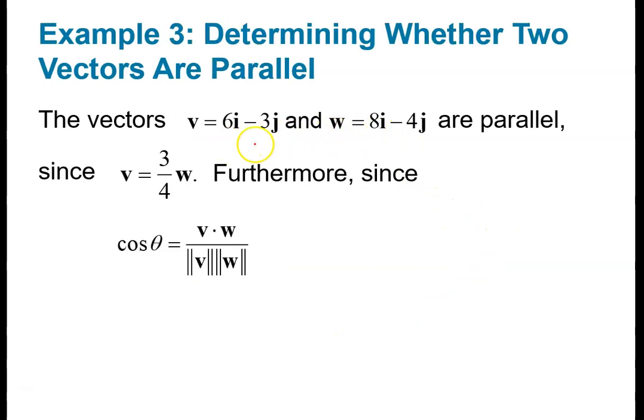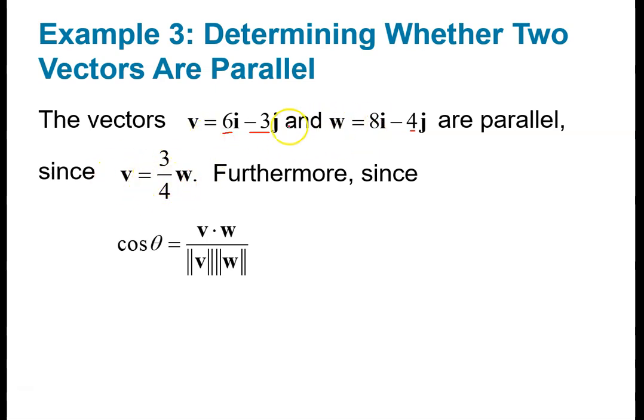All right, I can see that these vectors are parallel because the number it takes to go from 6 to 8 is the same number it takes to go from -3 to 4, which is dividing by 3/4 or multiplying the other way by 4/3.